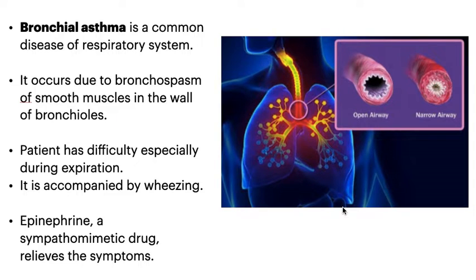What is bronchial asthma? Common disease of the respiratory system occurring due to bronchospasm of smooth muscle in the bronchioles. Patient has difficulty during expiration, can also be accompanied by wheezing. Epinephrine, which is a sympathomimetic drug, relieves these symptoms.